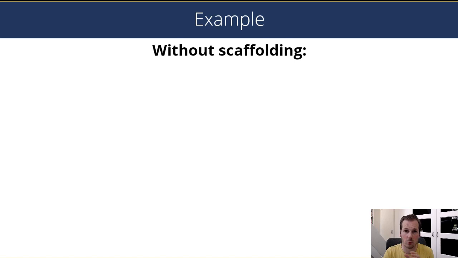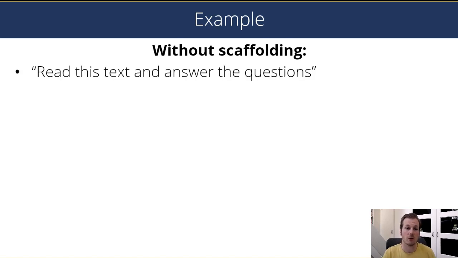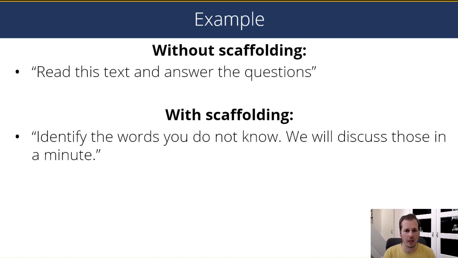If you have a task without scaffolding, it would look like: read this text and answer the questions. Just do it in any way you like. Not really having any structure there. I just assume you know what to do. Good, have fun. With scaffolding, there's a couple of ways you could do this. One way is: identify the words you do not know, and we will discuss those in a minute. So you focus on the language. I'm not asking anything about the content. I'm not asking anything about questions.